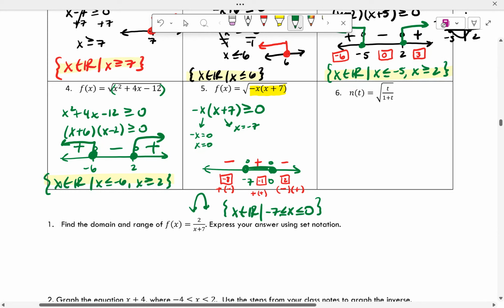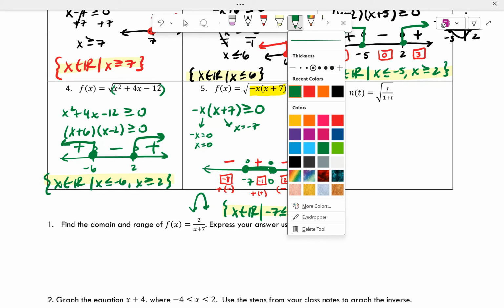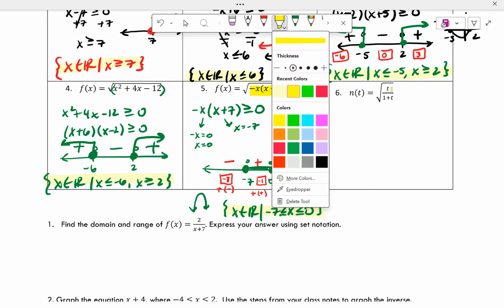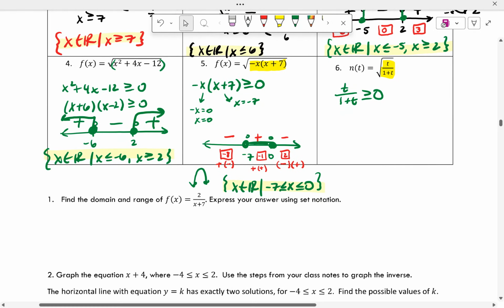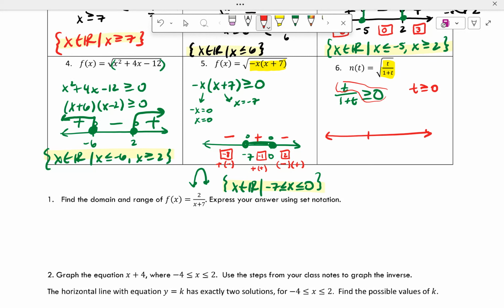Okay, and then for here, I would take the piece under the radical and set up my inequality. So I need all of my inequalities to be greater than or equal to 0. So what would make this thing 0? Well, if I take the numerator and isolate that guy, t is greater than or equal to 0. That's going to become one of the critical points on my number line, right?